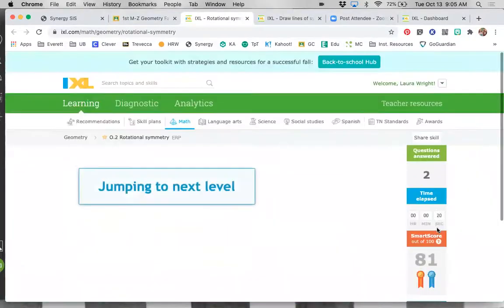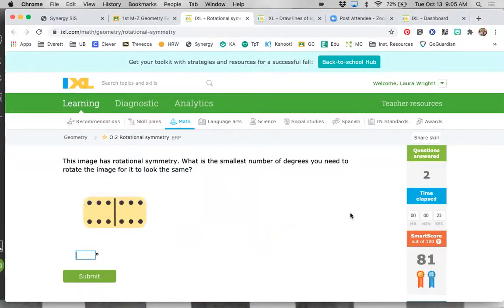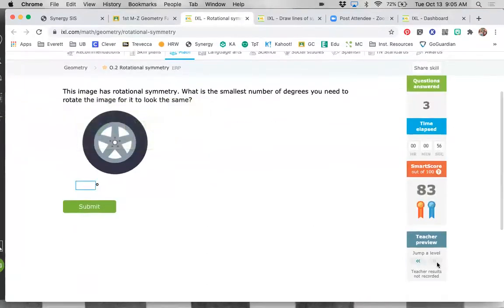So let's jump up a level. At some point, it will stop asking you if it has rotational symmetry, and it will say that it does. When it tells you that it does, the question will always be, what is the smallest number of degrees you need to rotate the image for it to look the same? And this is where we're just dividing. So how many matching sections does this domino have? I mean, no. Take the domino as a whole. How many matching chunks does it have? It's got 2, right? It's got the left side and the right side. So we're going to take 360 and divide it by 2. You get 180. And look, there's no other level.